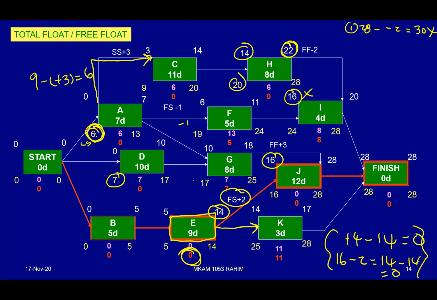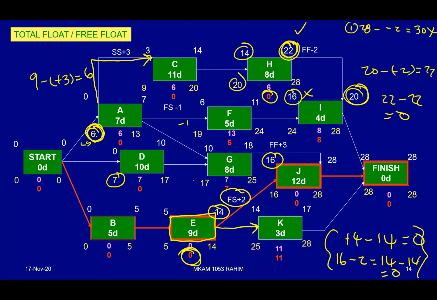But now, since the relationship is not finish to start, we cannot compare this value 16 with that value. No, you need to compare this value at the end of the activity. How do you compare? 20 minus 2 is equivalent to 22. Then only you compare with this one: 22 minus 22 is equivalent to 0. So that's how you get the 0 value for free float.